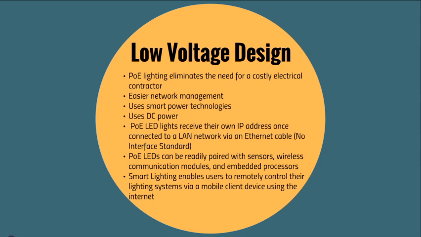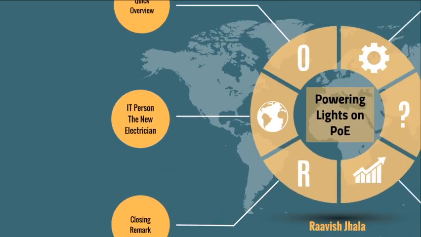IT uses smart power technologies, IT uses DC power, and IT also enables PoE LED lights to receive their own IP address once connected to a LAN network via Ethernet cable. PoE LEDs can be readily paired with sensors, wireless communication modules, and embedded processors. Smart lighting enables users to remotely control their lighting system via a mobile client device using the internet. Well, next time if your lighting is not working, do check if you are using PoE enabled lighting. You have to contact your new electrician, that is your IT team.